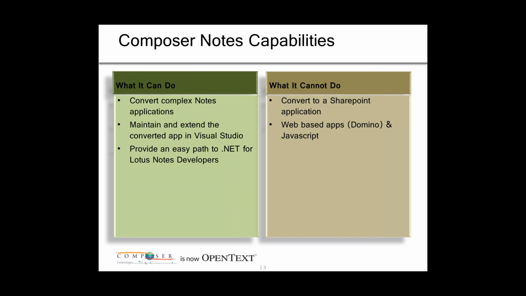Composer Notes also does not convert applications that are web-based only in the Domino world. Often, though, what we find is the customer still has a Notes client version, and this can be migrated, but any web portions associated with it, so any JavaScript or Java sections in the app, would still need to be rewritten or manually converted if those Java and JavaScript sections are still needed once the client app is converted over into a .NET web app.